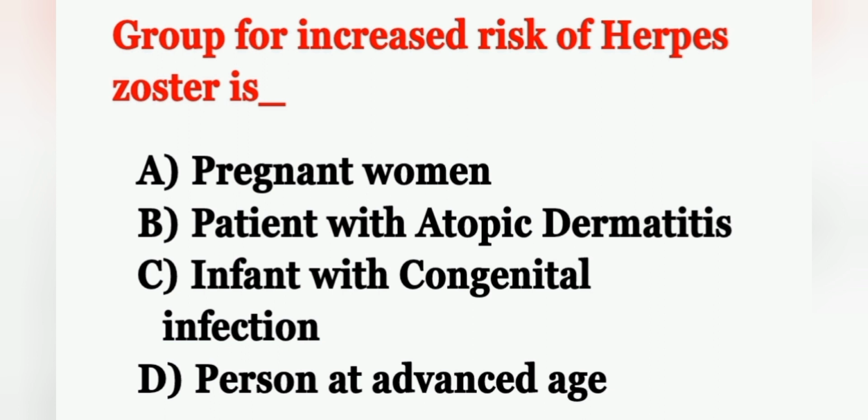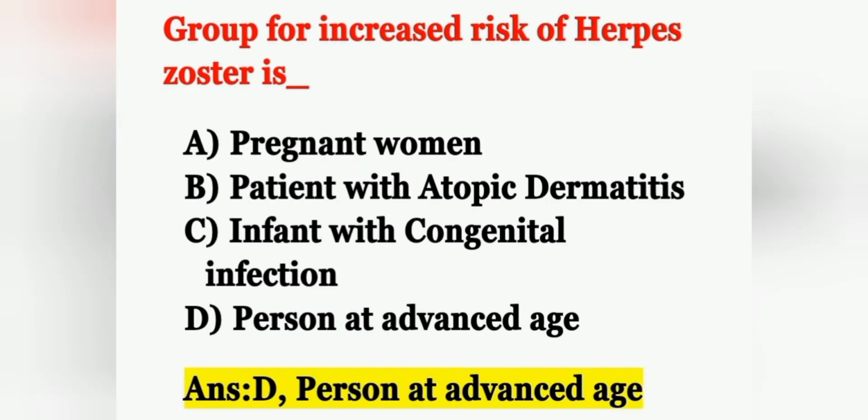Group at increased risk of herpes zoster is: option A, pregnant woman; option B, patient with atopic dermatitis; option C, infant with congenital infection; option D, persons at advanced age. Here the correct answer is option D, persons at advanced age. During old age, the immunity power will be less, so infections also get in easily. Herpes zoster is a viral infection caused by varicella zoster, and it mostly affects persons at advanced age.